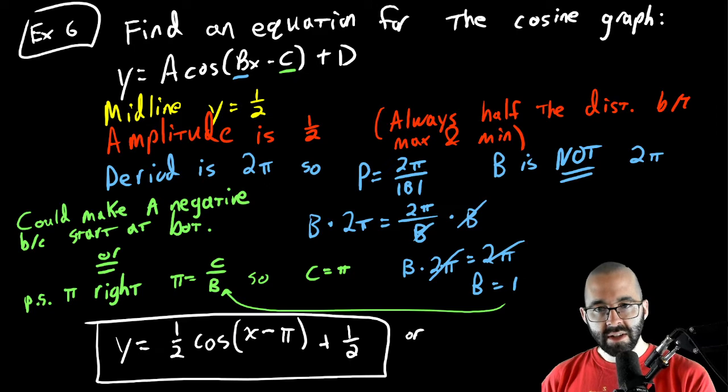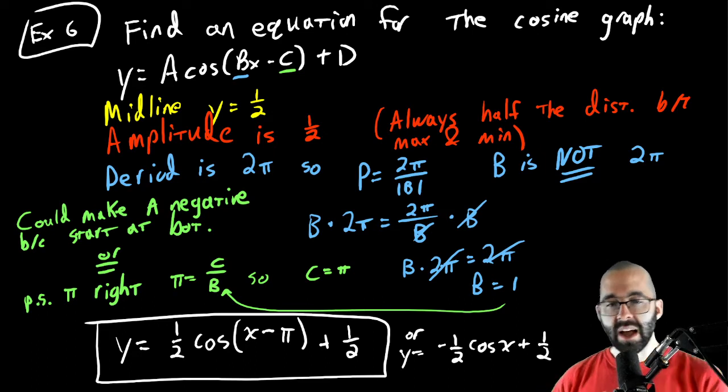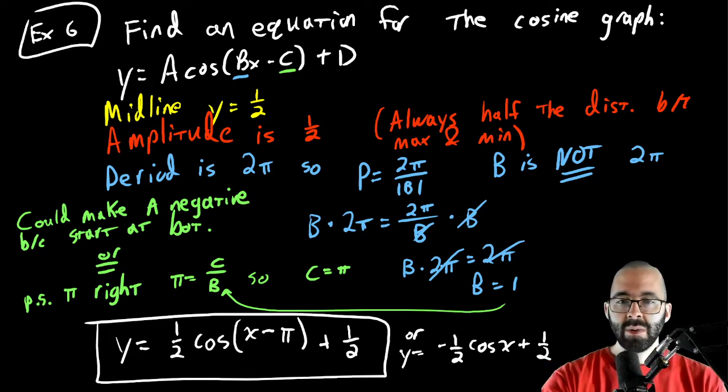But again, there's a lot of answers. Another one you could have done was negative 1/2 cosine of x plus 1/2 as well. Let's look at these answers and see whether they're right.